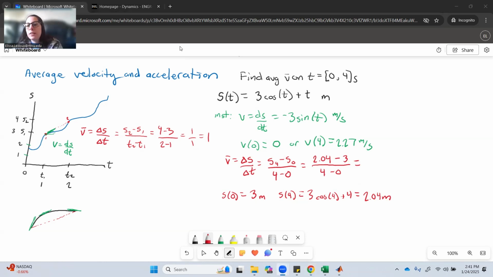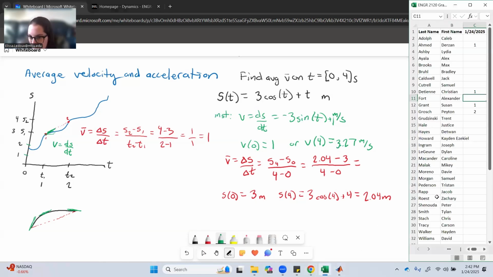Oh, I see, -3 sine t plus 1. Okay, good. Peter got that extra point. We'll go ahead and, okay, plus 1. So that would come out to be 1. And so that affects the instantaneous. It does not affect the average. And so this will be now 3.27. Okay, very good catch. And Peter will get an extra point for that.